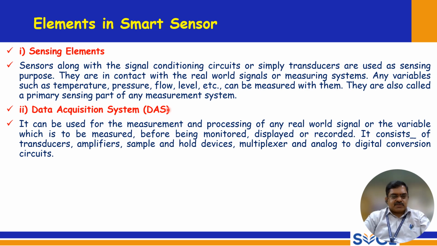The data acquisition system can be used for the measurement and processing of any real world signal or variable which is to be measured before being monitored, displayed or recorded. It consists of transducers, amplifiers, sample and hold devices, multiplexers and the analog to digital conversion circuits.